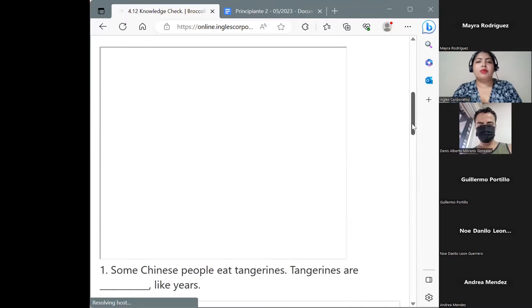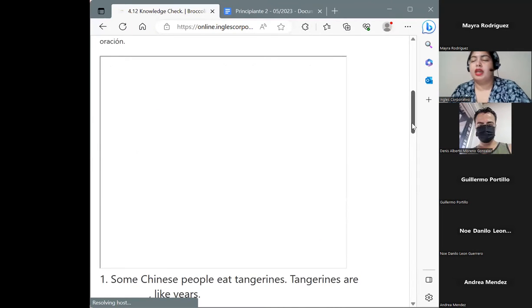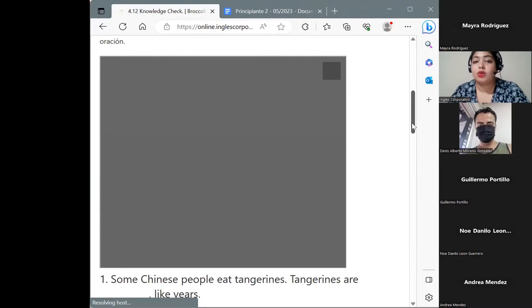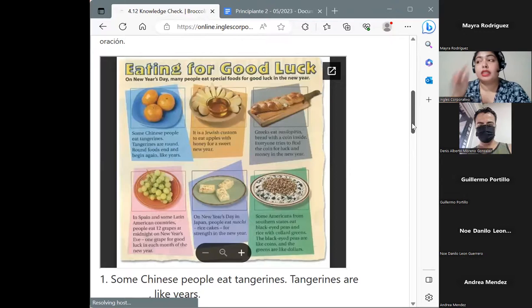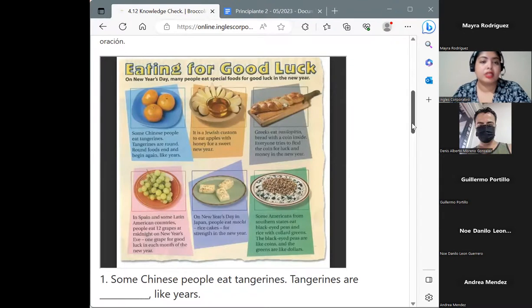Okay, in this one, we are reading something related to the food that people eat on New Year's Eve. Es la comida, ¿verdad? Tradicional, o los alimentos que las personas tienden a consumir en Año Nuevo, ¿verdad? En este caso teníamos diferentes alimentos en diferentes lugares como China, something that is a Jewish custom, the Greeks, Spain, Japan, and Americans. Tenemos diferentes tradiciones, ¿verdad? A la hora de la comida.